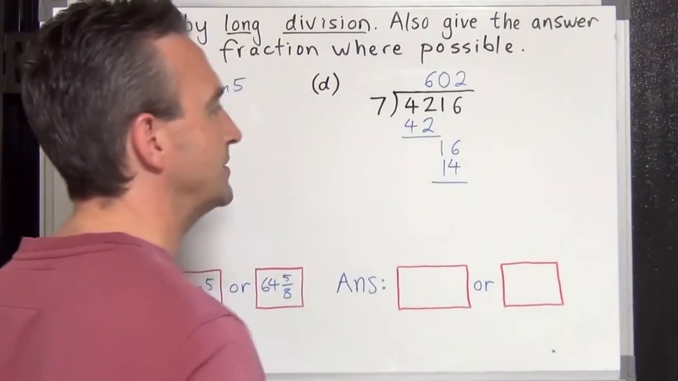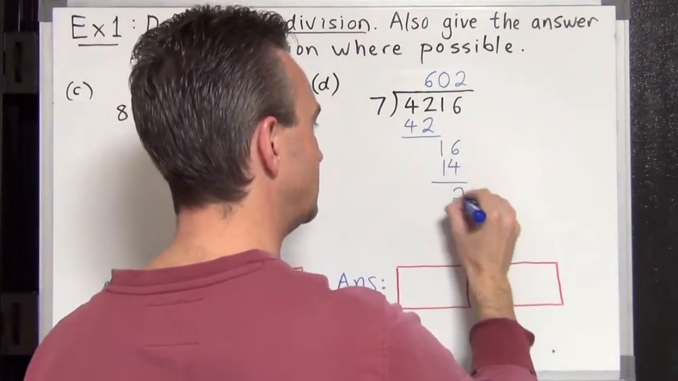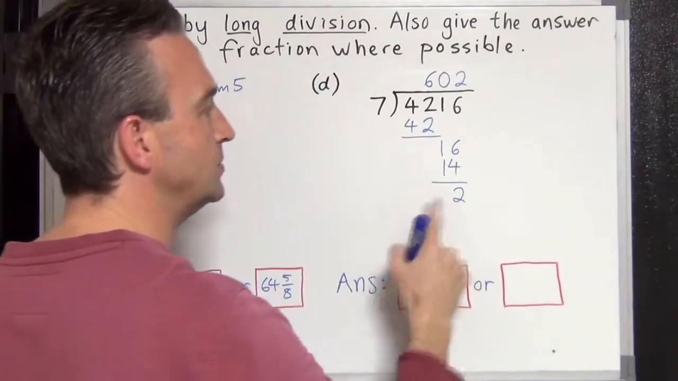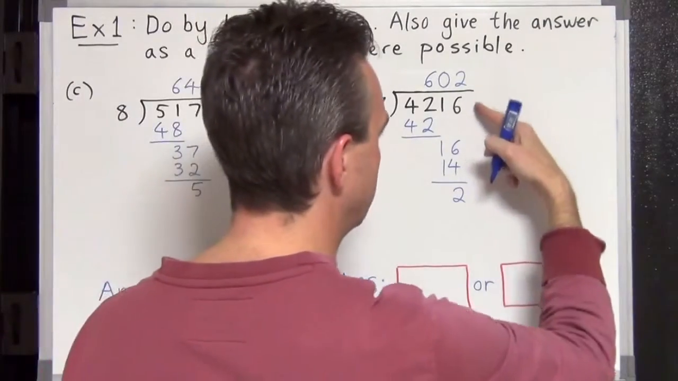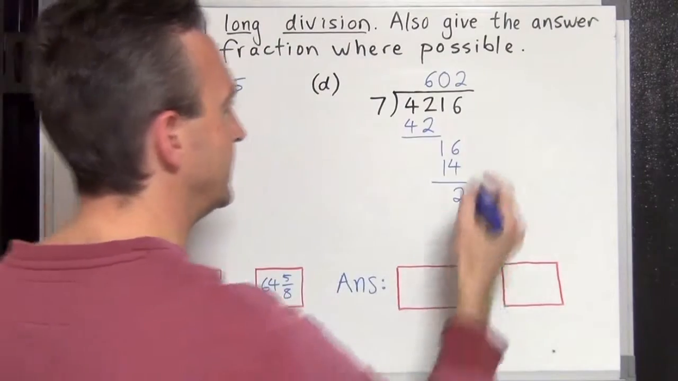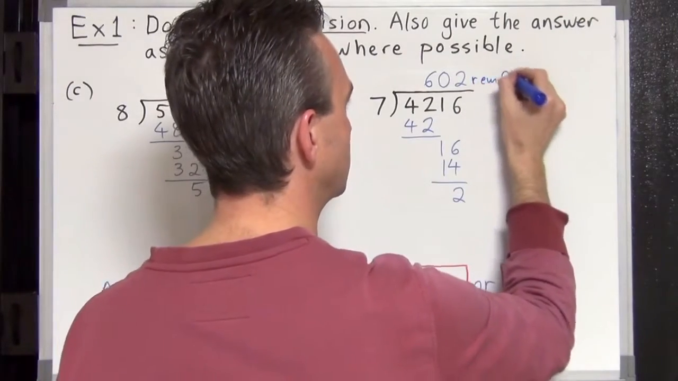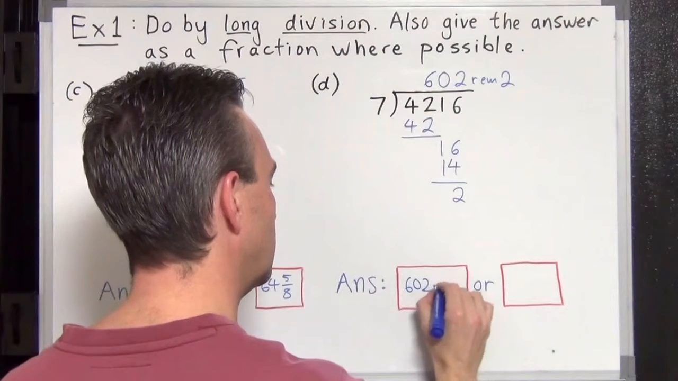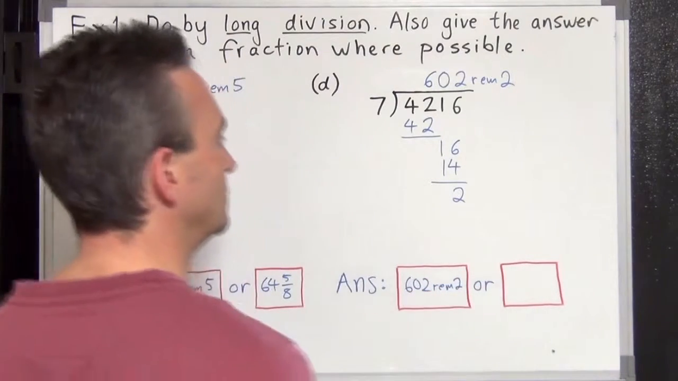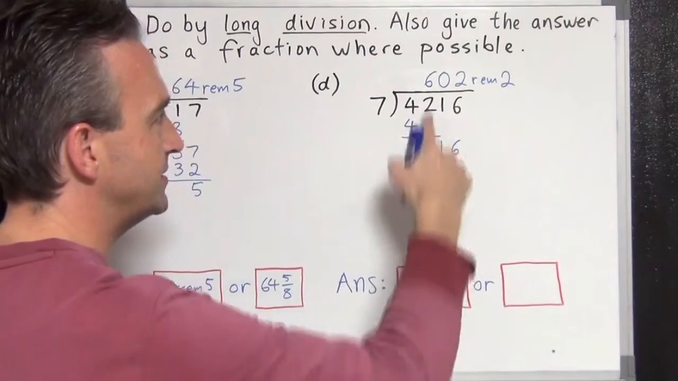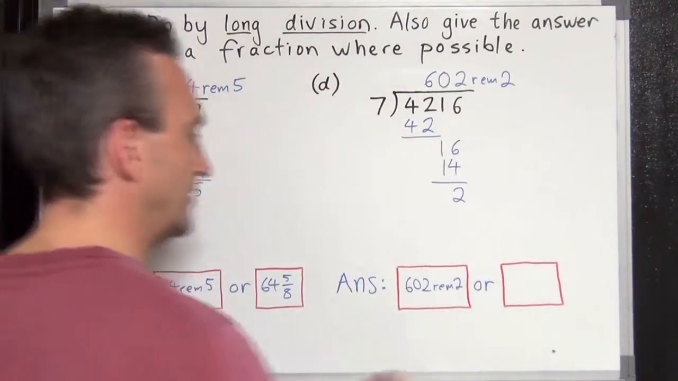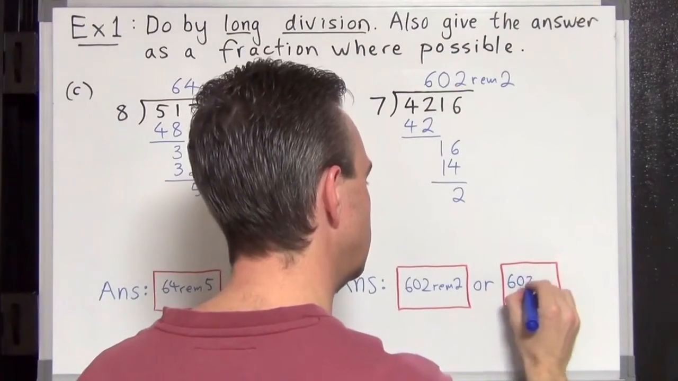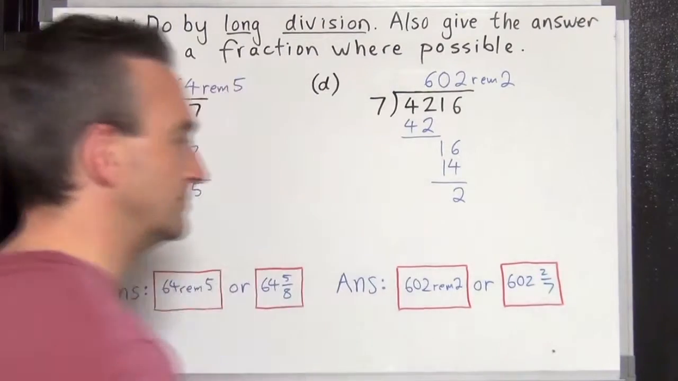Bring that down and subtract. 16 minus 14 is 2. Does 7 go into 2? No. Bring down the next number. Nothing there, so we are done. We just have a remainder of 2. So presenting our answer, 602, remainder 2. As a fraction, this is 602 and 2 over 7.